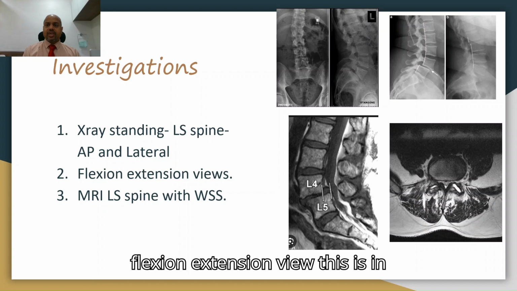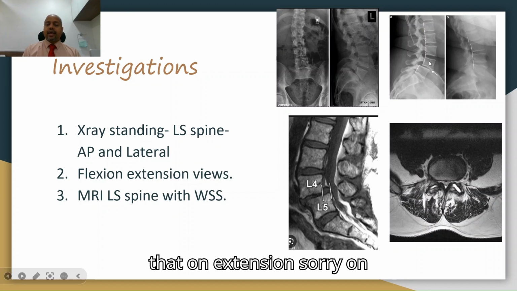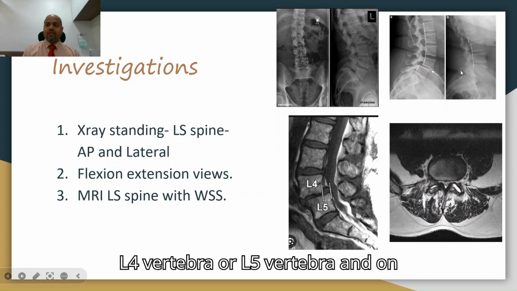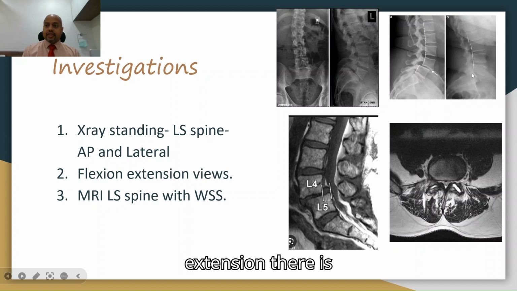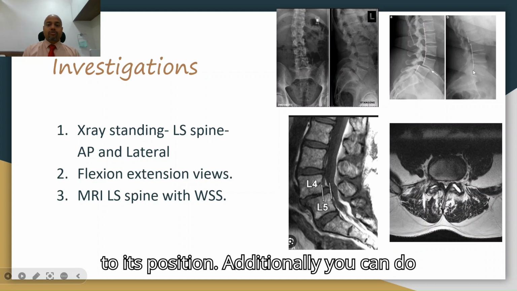Again, if you do a flexion extension view, this is a different X-ray in which you can see that on flexion there is a slip of the L4 vertebra or L5 vertebra, and on extension there is instability. That's why it is coming back to its position.